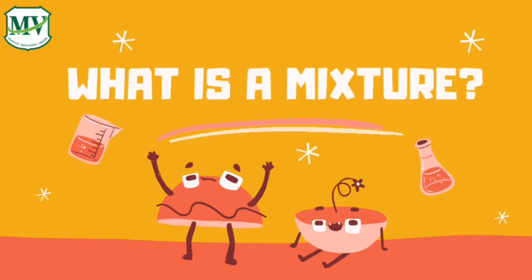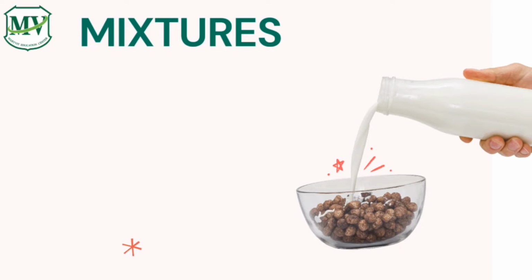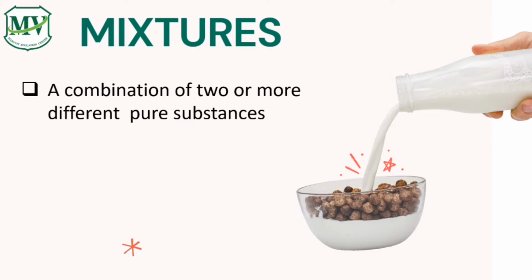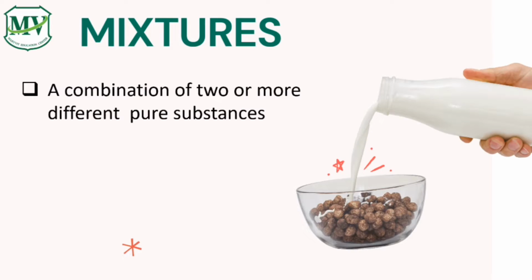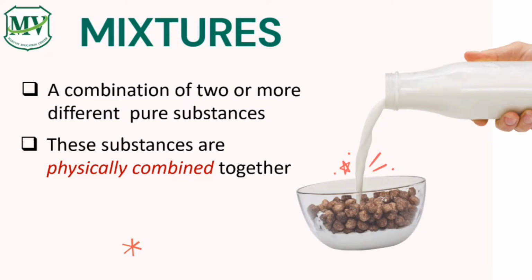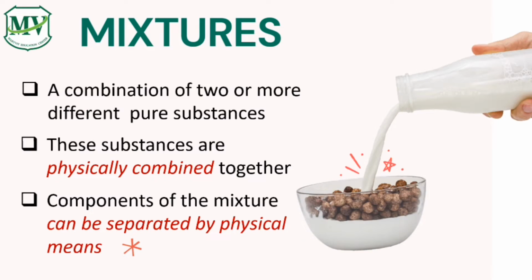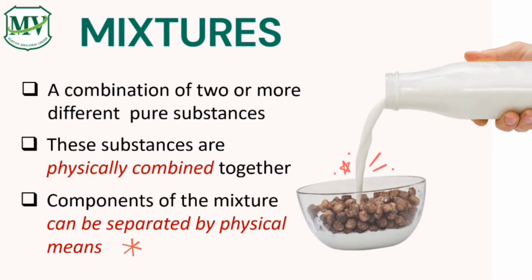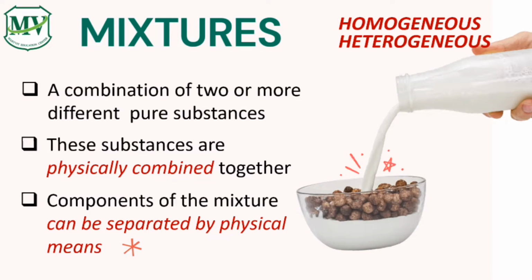Let's start with a question. What is a mixture? Mixtures are best defined as the physical combination of two or more different pure substances. These substances are physically combined together. Components of the mixture can be separated by physical means. Mixtures are also classified as homogeneous and heterogeneous mixture.